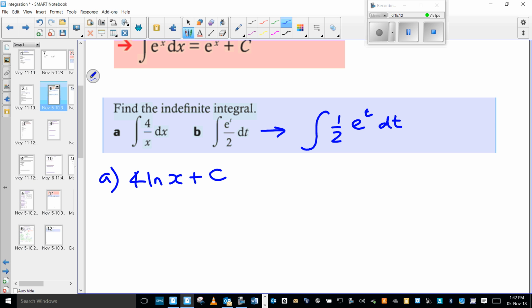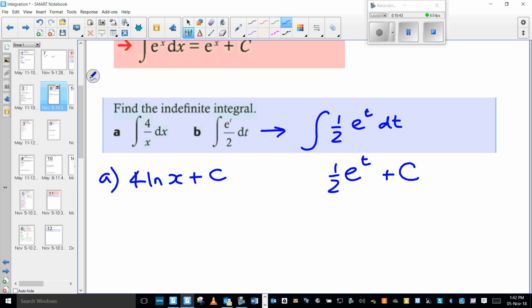Okay? Now, what was the deal when we differentiated stuff with a number in front of it? Did the number in front of it change at all? No, it was just there, yes? And the same thing is going to happen if you're integrating. So 1/2 e to the t would integrate to be 1/2 e to the t plus c.